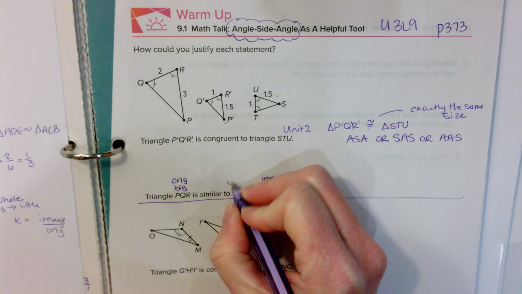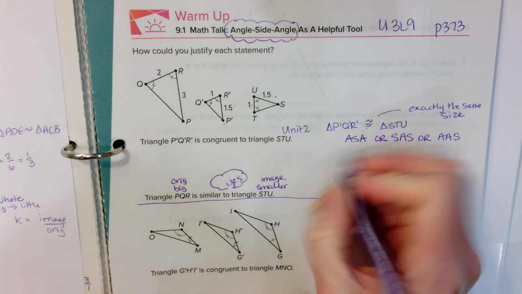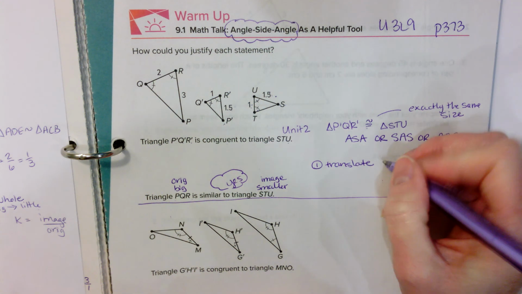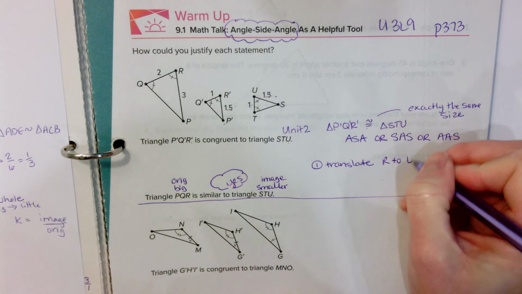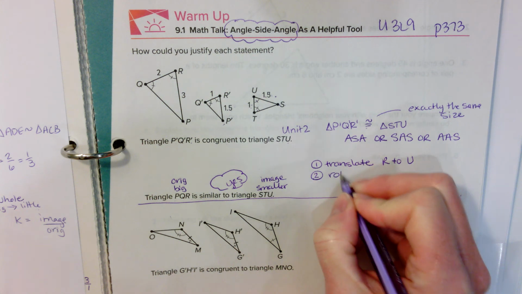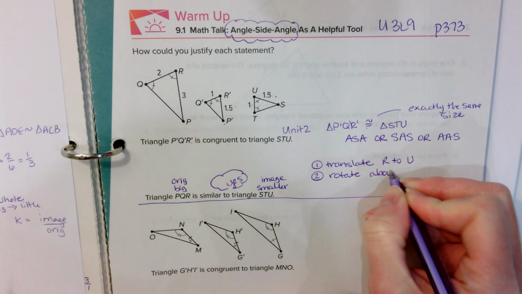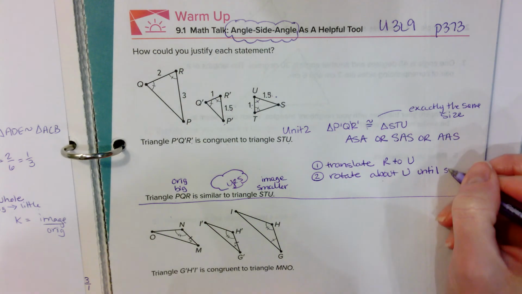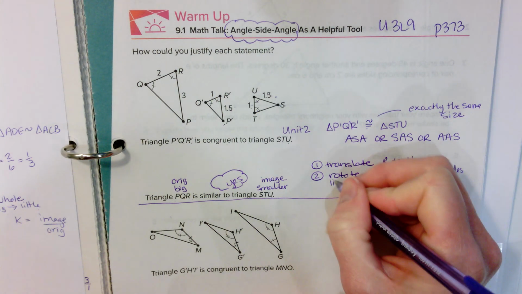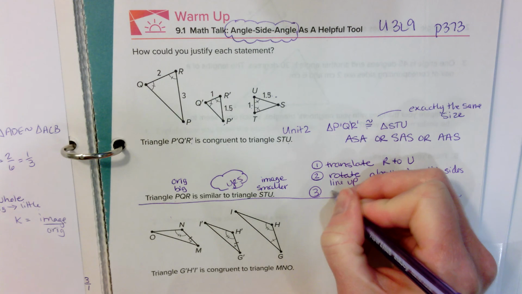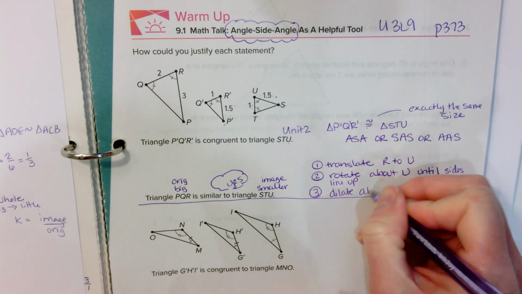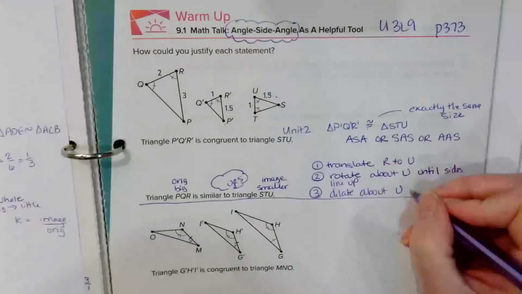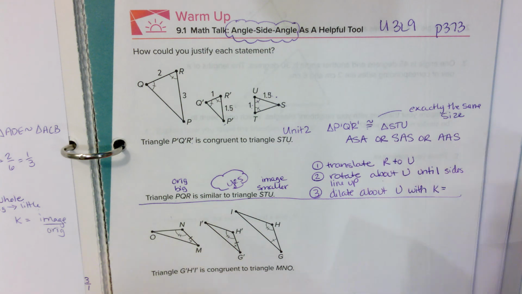So yes, these guys do look similar. I know that because I can translate, and I can translate lots of ways, you guys. I'm going to translate R to U, and then I'm going to rotate about U, and until what? Well, I don't know the angle measure in this case. I'm just going to say until sides line up. And then 3, I need to dilate about U. That's the only point lining up right now. I need to dilate about U with scale factor. And now I need to figure out what my scale factor is.